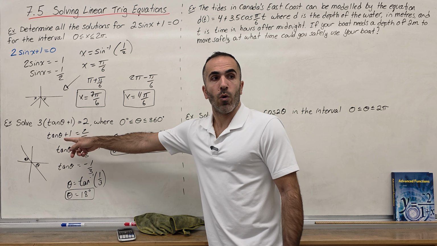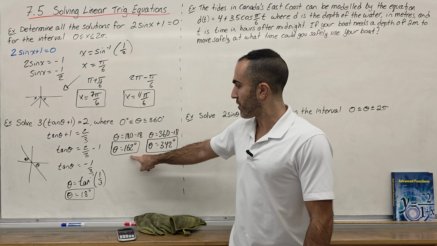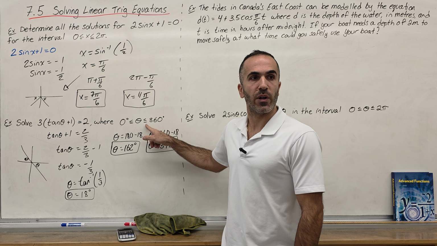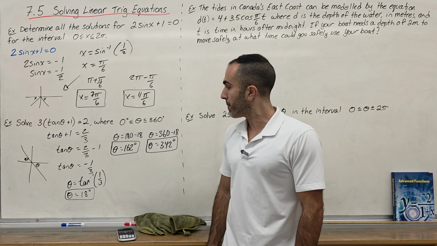The k value here is 1, so I know the period is 360, just to reiterate the same thing over and over. If I add 360 to this, I'm definitely out of this range. If I add 360 to this, I'm definitely out of this range. These are my only two answers.